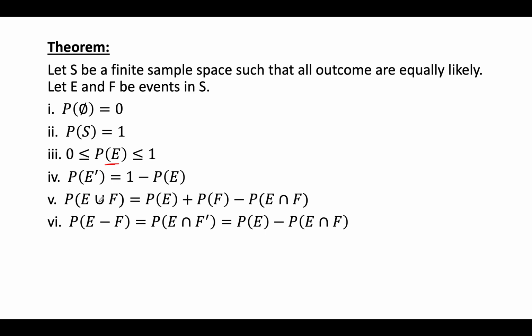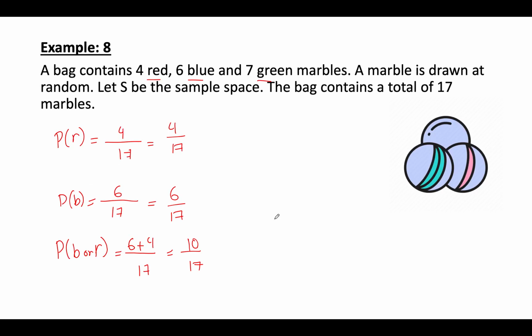Alright? The probability of E complement, or non-occurrence of E, is equal to 1 minus the probability of E. The probability of the union of events E and F is equal to the probability of E plus the probability of F minus the probability of the intersection of E and F, so here we are avoiding the repetition. The probability of E difference F is equal to the probability of E intersect F complement, which is equal to the probability of E minus the probability of E intersect F. All these theorems can be used in the further examples ahead.